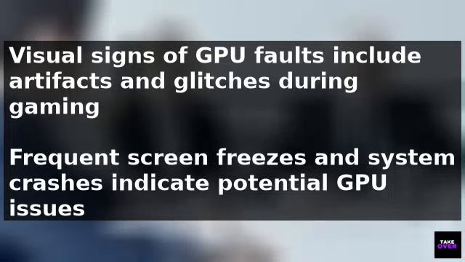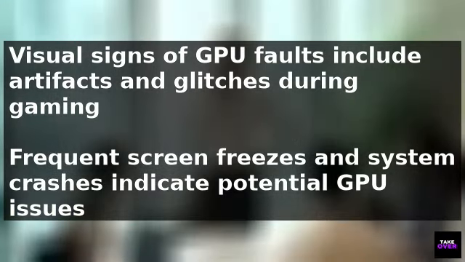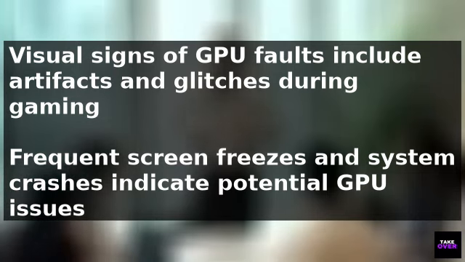To determine if a GPU, or graphics processor unit, is faulty, it's essential to look out for visual signs that may indicate a problem. These signs can include strange artifacts and graphical glitches while gaming or performing everyday tasks, as well as frequent screen freezes, system crashes, or the blue screen of death.